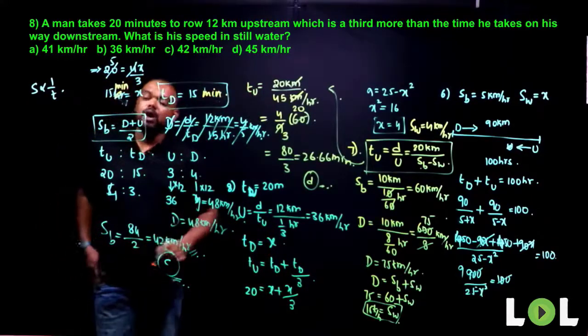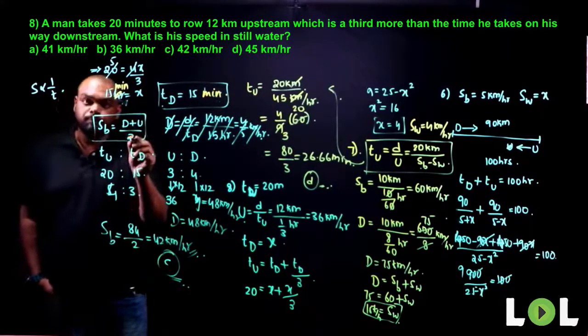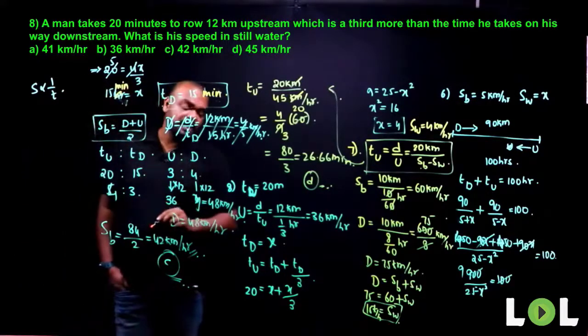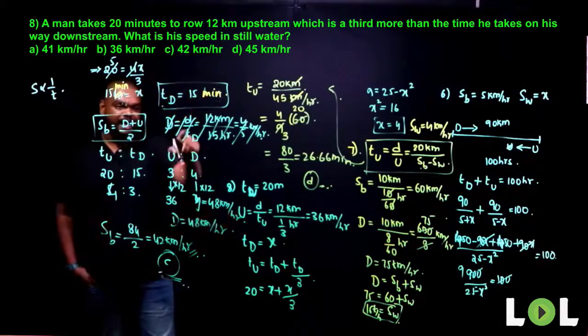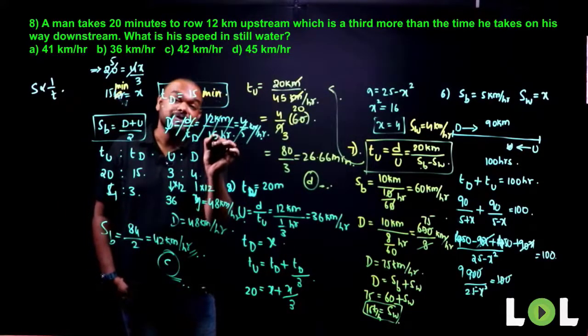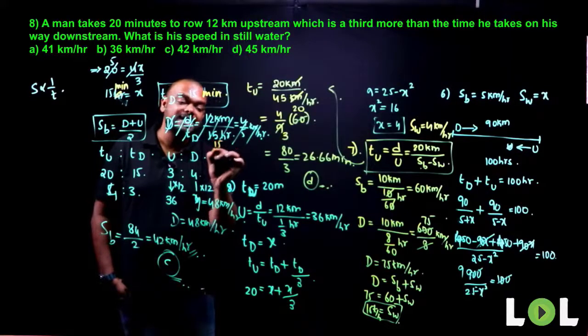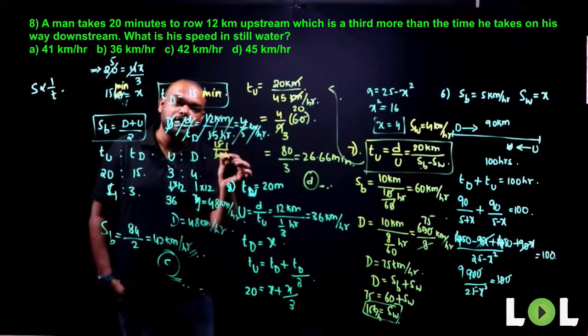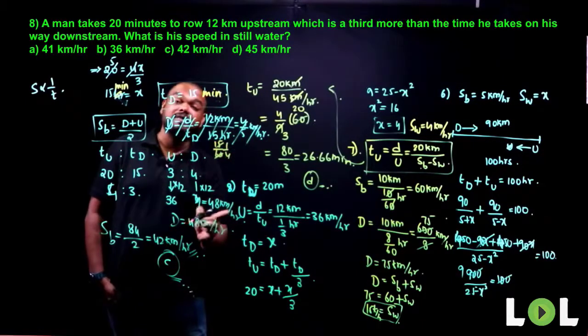Now, we want SB value, D plus U by 2. But we don't have D or U yet. That's why when I did it here, I got it wrong. This is not actually 15 hours, okay? This is 15 minutes. If I write it as 15 by 60, that is 1 by 4. 4 goes to the numerator. 12 into 4, again I'll get 48 kilometer per hour, which I did here.